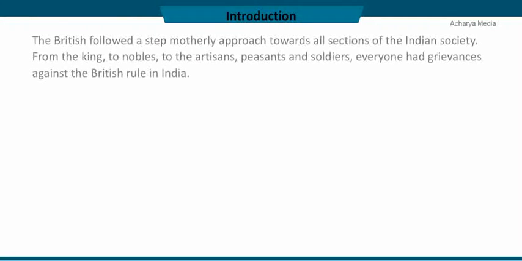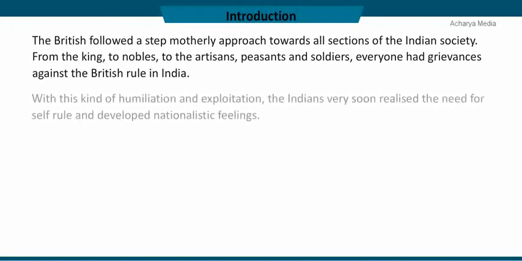Introduction. The British followed a stepmotherly approach towards all sections of the Indian society, from the king to nobles to the artisans, peasants and soldiers. Everyone had grievances against the British rule in India. With this kind of humiliation and exploitation, the Indians very soon realized the need for self-rule and developed nationalistic feelings.